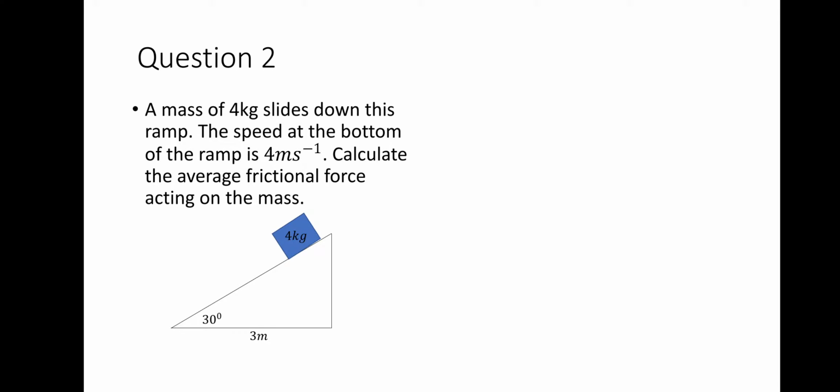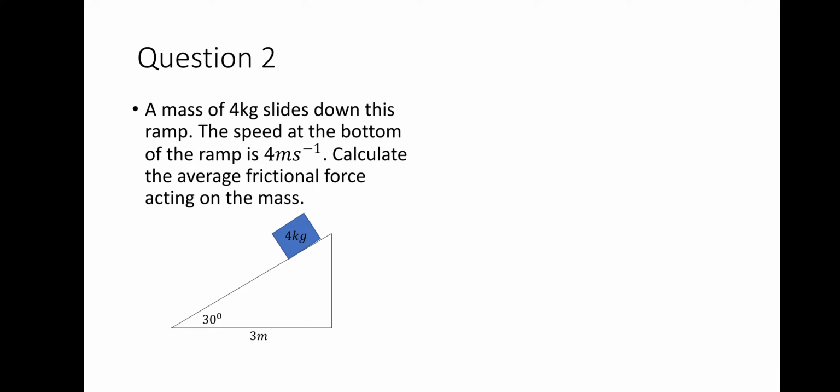A bit more complicated, but if you want to try this one, just pause and then I'll take you through it. So question 2, a mass of 4 kilograms slides down this ramp. The speed at the bottom of the ramp is 4 meters per second. Calculate the average frictional force acting on the mass.